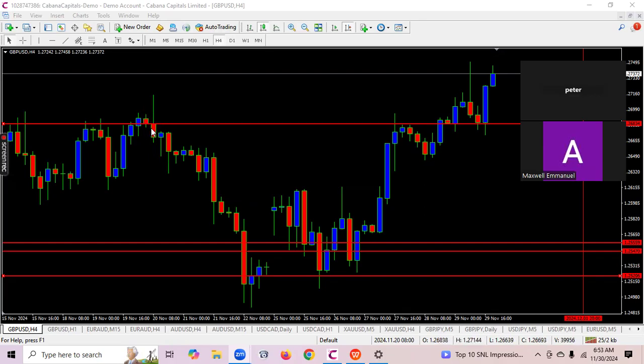If it forms in an upward trend, you look for opportunity to sell. If it forms in a downward trend, you look for opportunity to buy. Let me show you more examples on the chart.